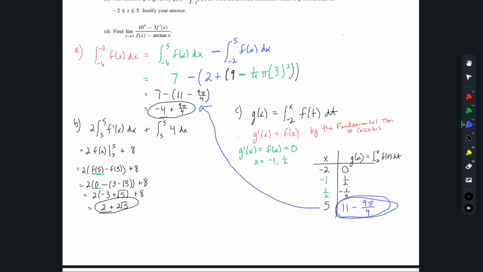We'll do that L'Hopital one a different day, because limits are going to come back in full force in this class. So we'll do it then.